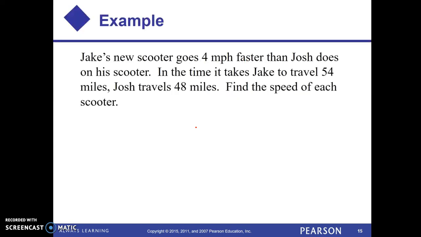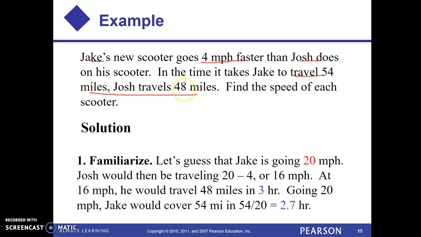So that's using our proportion. Another example: Jake's scooter goes 4 miles per hour faster than Josh's does. Okay, got that. So who's going faster? Jake's new scooter goes 4 miles per hour faster than Josh does on the scooter. Notice in the time it takes Jake to travel 54 miles, Josh travels 48 miles. Find the speed of each scooter. Now, anytime you have a distance problem, think about your D equals rate times time. So let's see if we can set up something here.